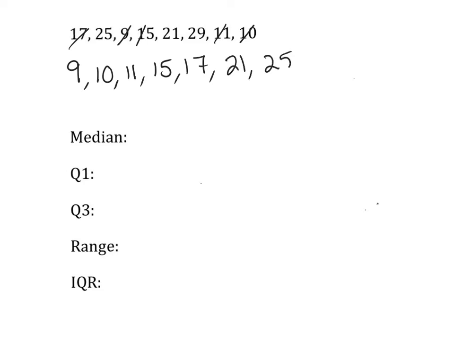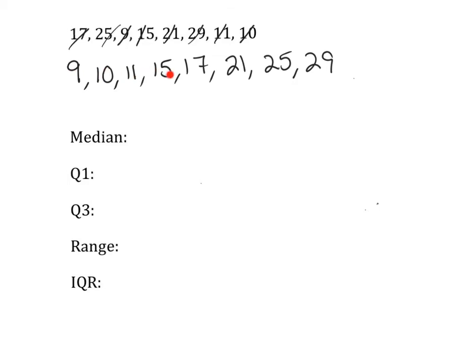This is the second set of the 5-number summary. So the first thing we have to do is order them, because we can tell really quickly these are not in order from least to greatest. So we're going to start with the lowest number, which is a 9. Then we have 10, 11, 15, 17, 21, 25, and 29.